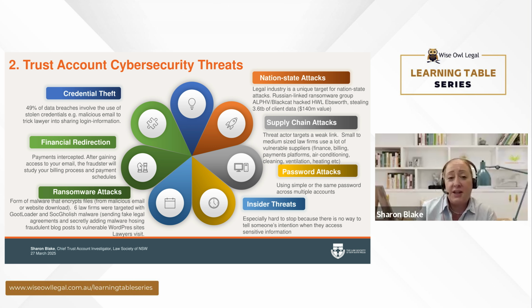Now, you may recall the recent HWL Ebsworth cybersecurity incident, which started out with what looked like quite a harmless spam email. The cyber criminal identified themselves as part of the ALPHV, a Russian-linked cybercrime group known as Black Cat. They said that 4 terabytes of data, which is about 2.2 million files, had been downloaded, and they wanted a $5 million ransom.